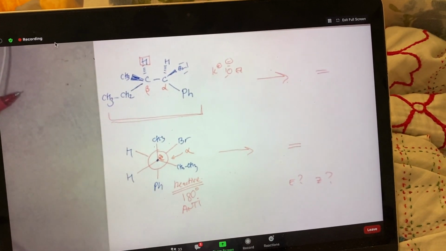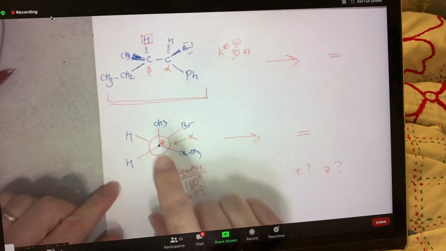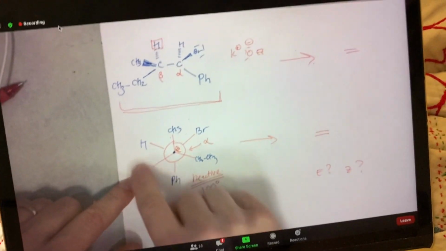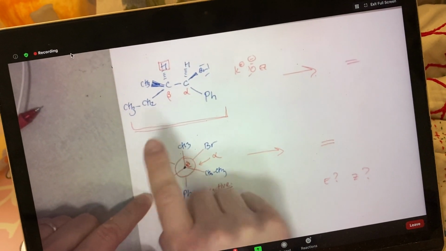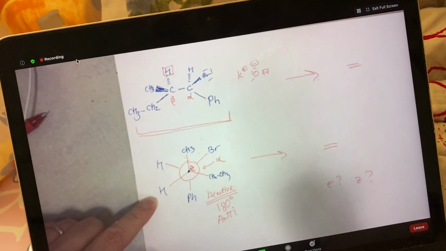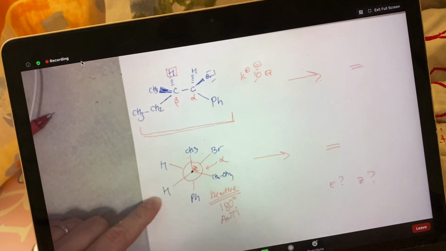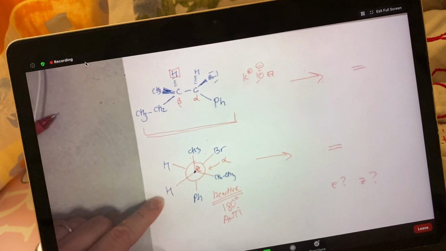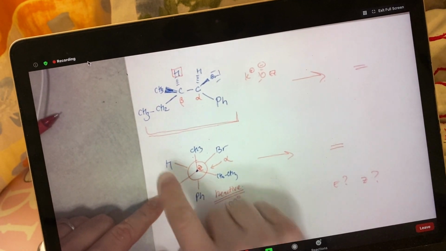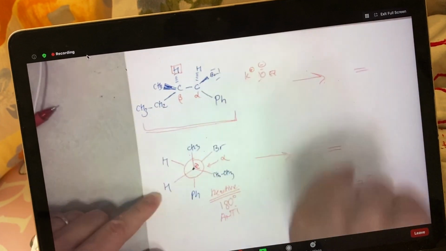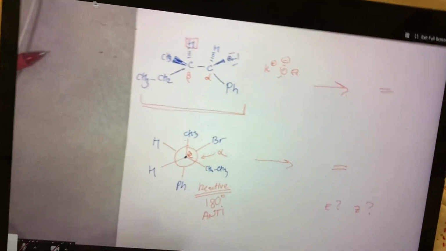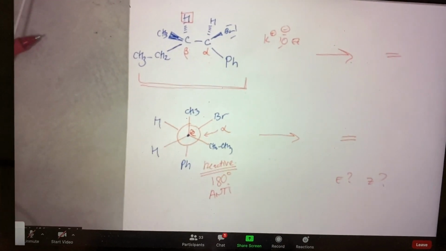But the thing I want you to double check is maybe looking at this front carbon and going the clockwise direction. Do you have hydrogen, methyl, ethyl? If you have that, you did it perfect. In the back, it doesn't matter where these three groups are, as long as you have them in this order: hydrogen, bromine, phenyl, going clockwise. So if you had anything like that whatsoever, whoever else is out there, perfect.